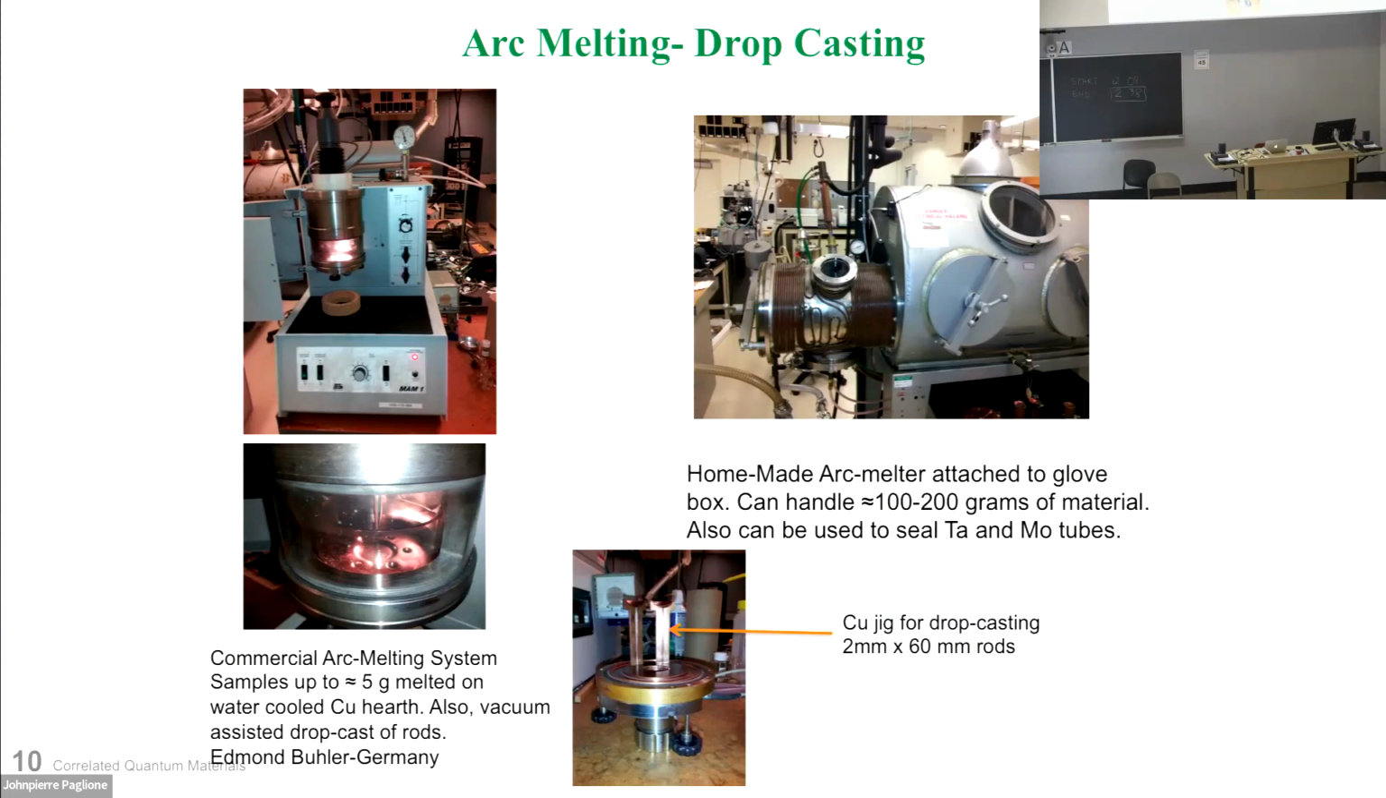And there's a glove box over here, so you can actually work with elements that are fairly reactive, like barium, for example. You can then transfer the barium in, put it on the hearth, and melt something. We also use this a lot if you want to make samples inside sealed tantalum tubes. This is a good system for sealing the tantalum tubes.